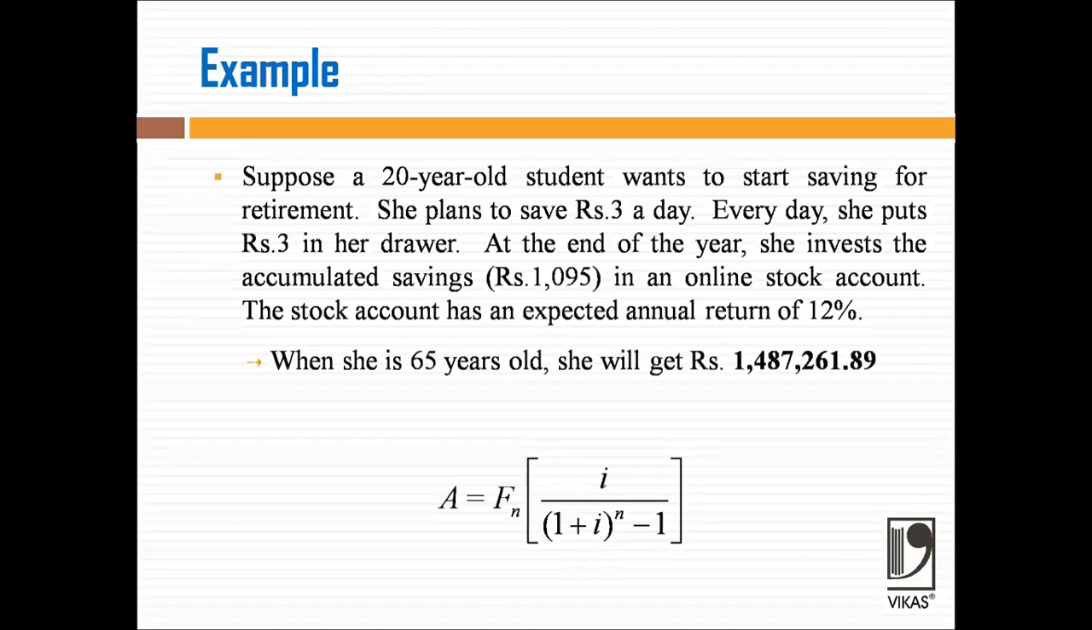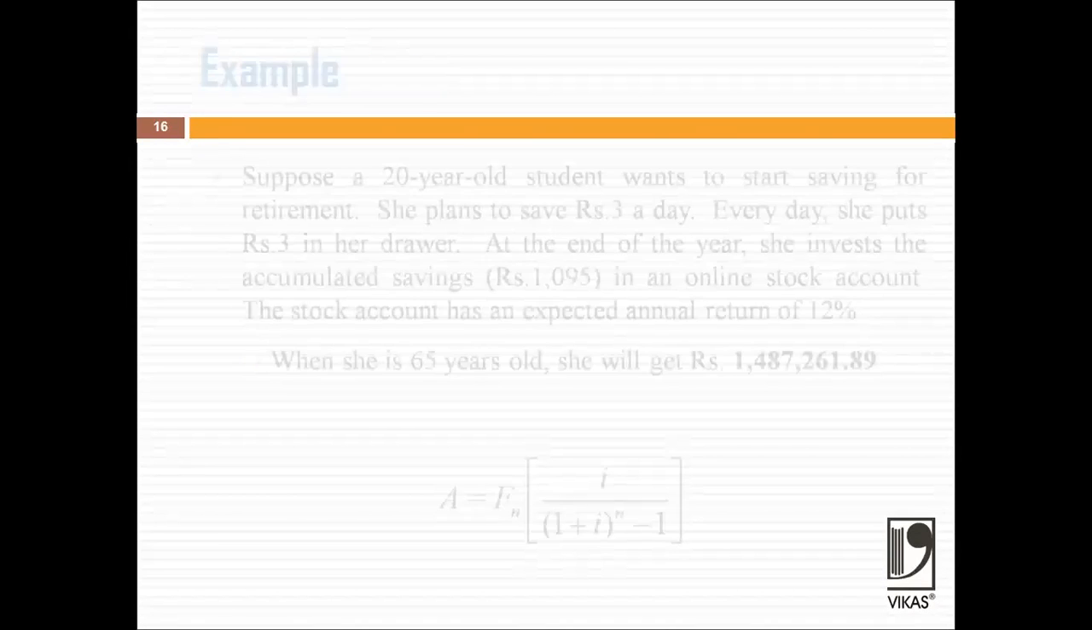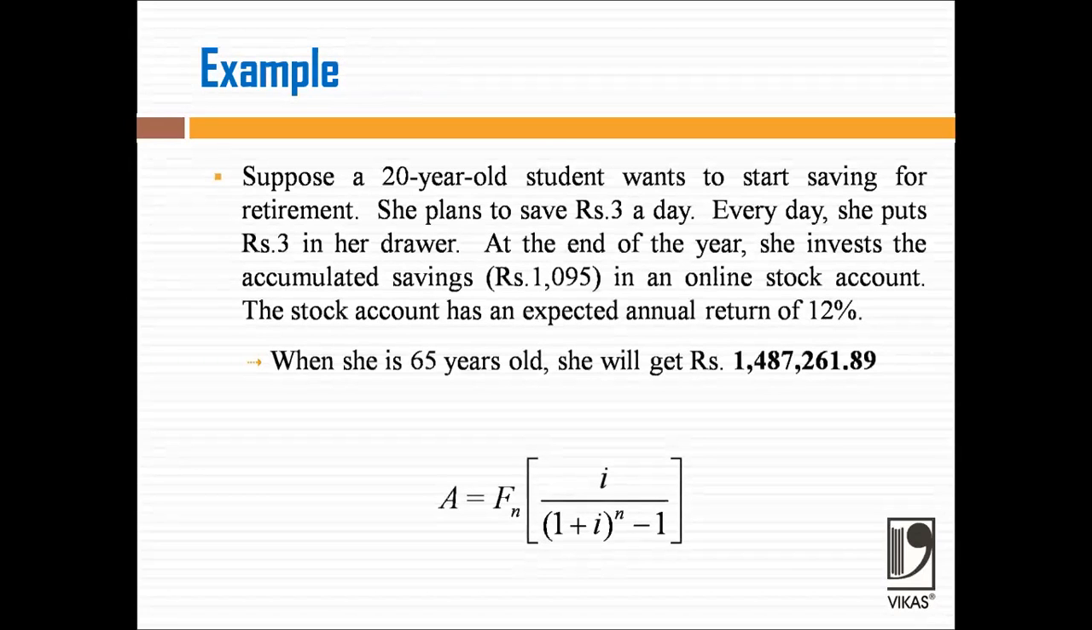So when she's 65 years old, she will get 1,487,065. Right? This is not an exact example for a sinking fund, right? It's not a sinking fund.